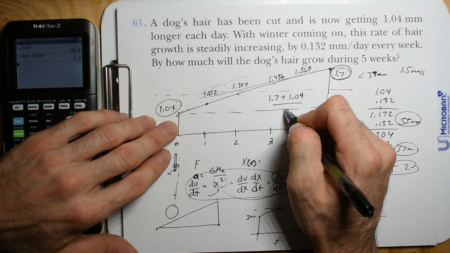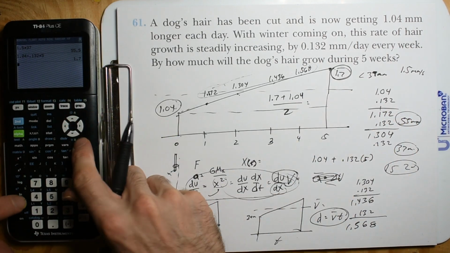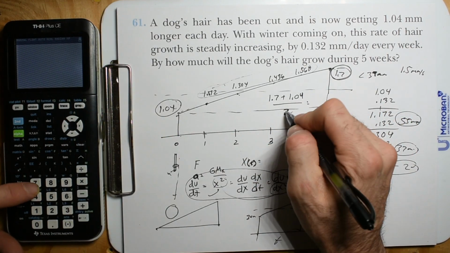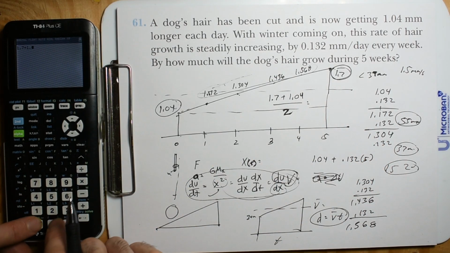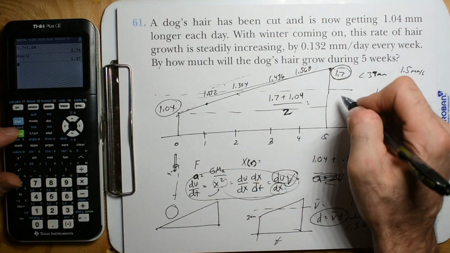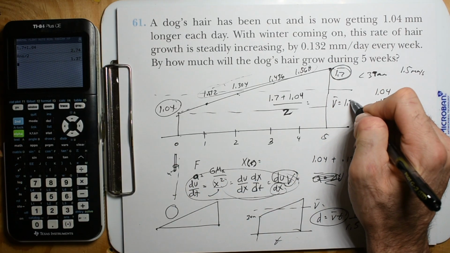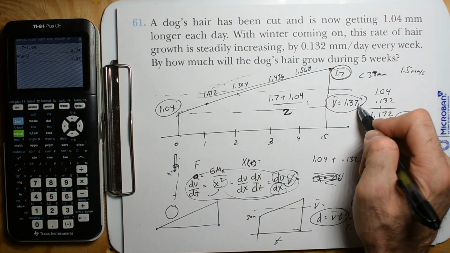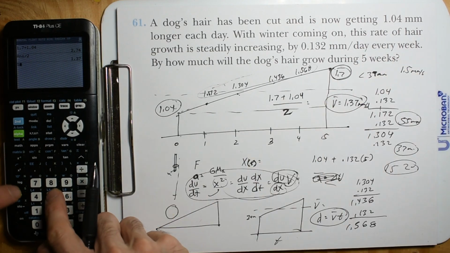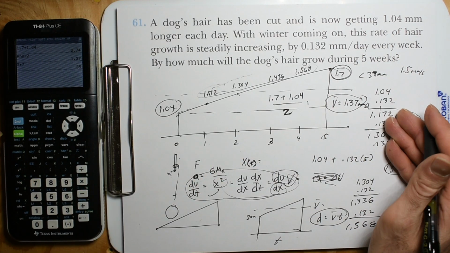It's really wild, that equation is underestimated. So we got 1.7 plus 1.04 divided by 2. This gives us our average velocity of 1.37. Now this is all we need. We have 1.37 millimeters per day, and we got 5 times 7, that's 35 days.